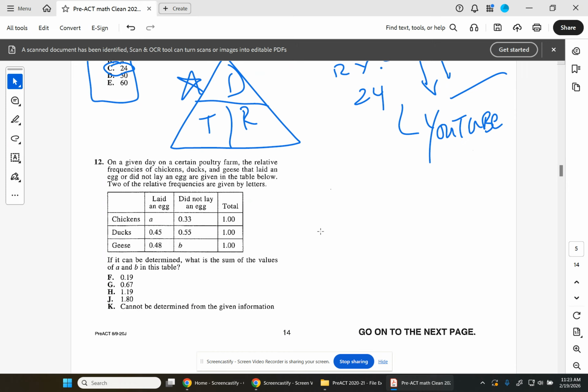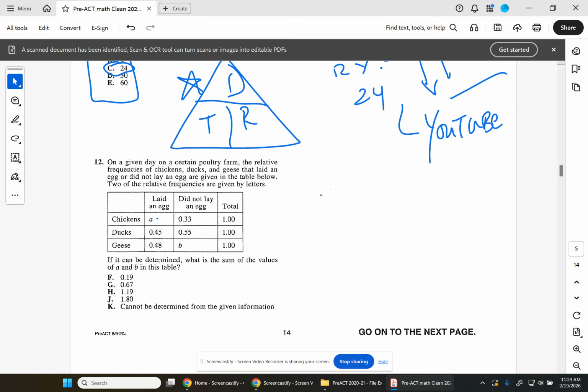Okay, enough of that. Let's do the next one. Again, number 12. These should start to show a little bit of stiffness as far as difficulty, and we may end on this. No, there's a few more. Let's get to 15 and then we'll call it done. But let's go to 12. On a given day on a certain farm, let's just go down and read it. It can be determined what is the sum of the values of A and B.